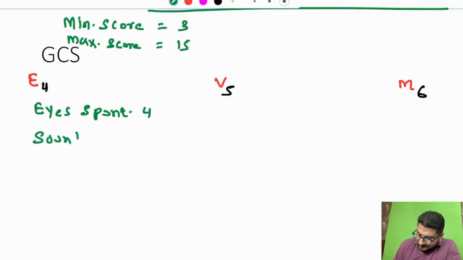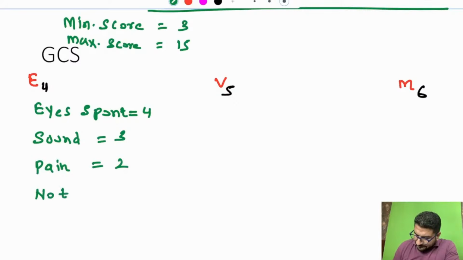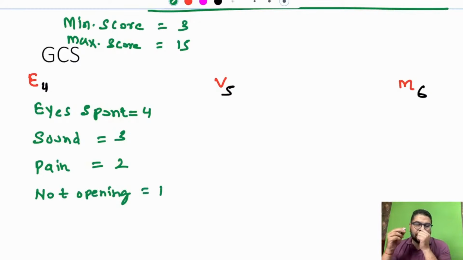Suppose he opens his eyes to loud sound, if you are shouting at him, then we give a score of 3. Suppose only when you give pain he opens his eyes, we give a score of 2. If he is not opening his eyes at all, then we give a score of 1. So I told you minimum will be 1. So spontaneously 4, sound 3, pain 2, none 1. You can remember this by the mnemonic ESPN. Now let's talk about the verbal component.